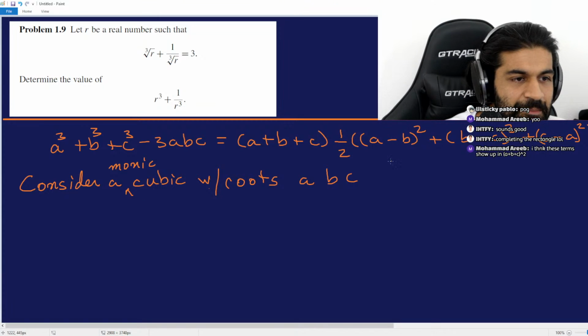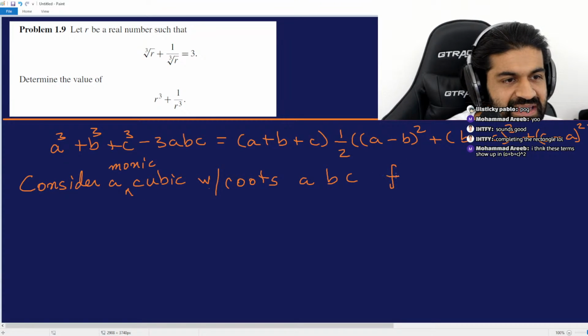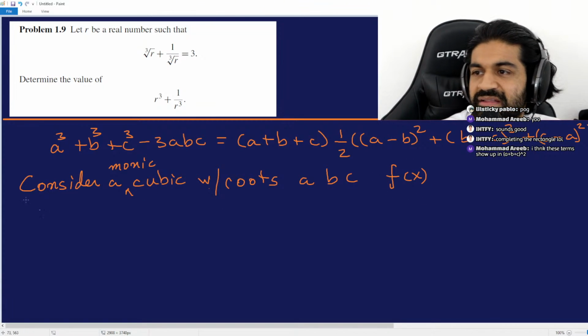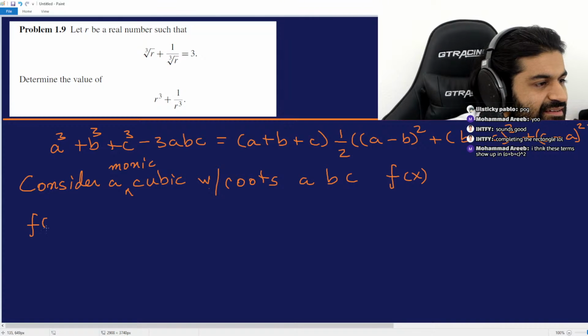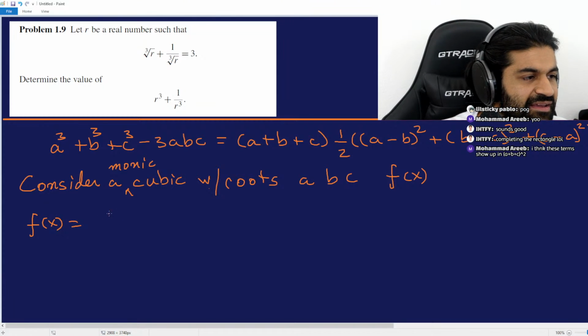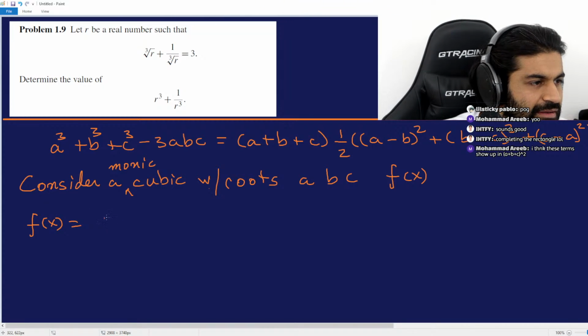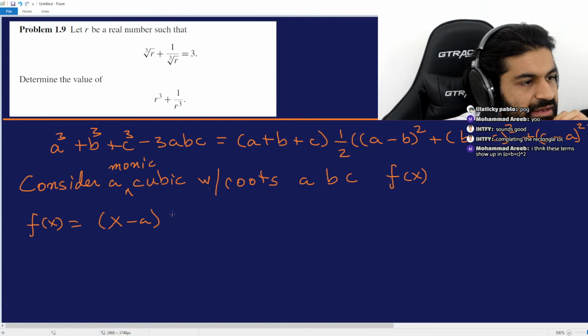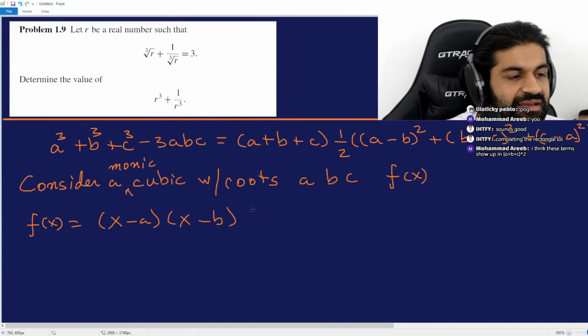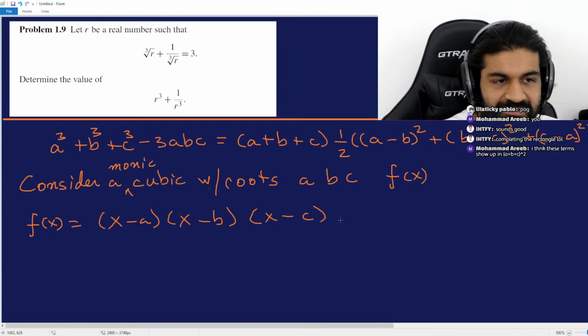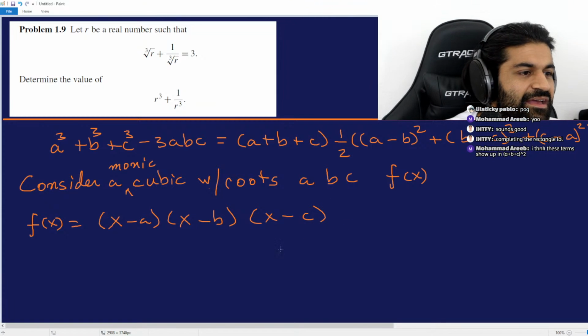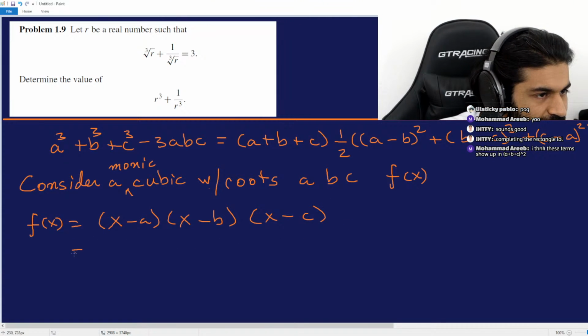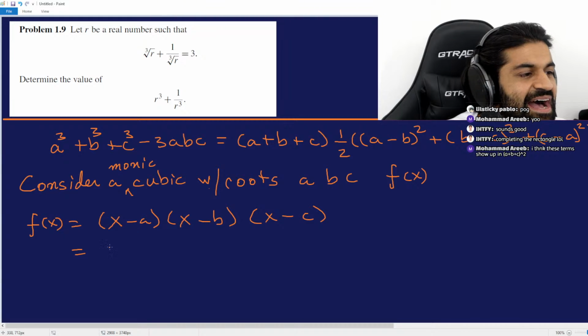So I'm going to call this a cubic polynomial, say f of x, okay? Then of course, f of x is going to be x minus a times x minus b times x minus c. Agreed? So if you multiply all of these out, notice what you get.